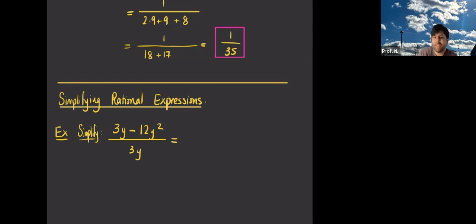So the numerator, can I factor that? The denominator, can I factor? Well, the denominator here, I can't really do much. It's just 3y. But can I factor the numerator? 3y minus 12y squared. Is that factorable? How do I factor such a thing?